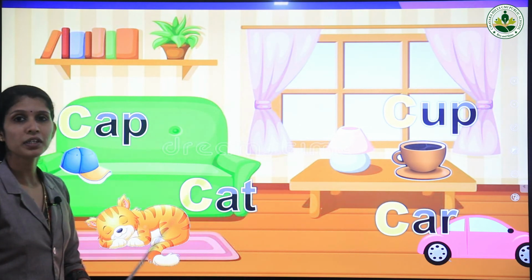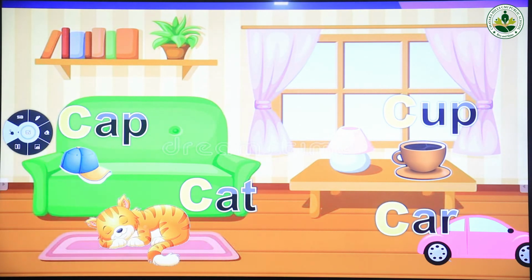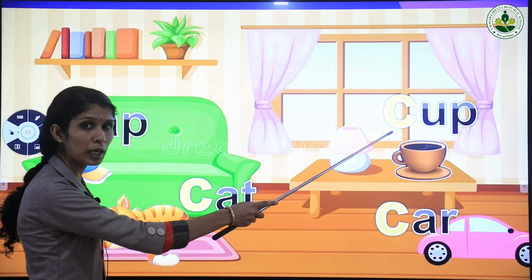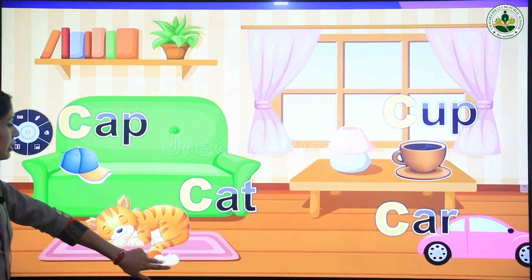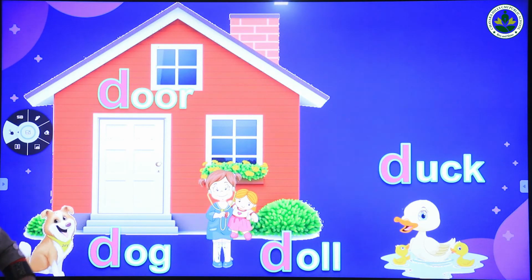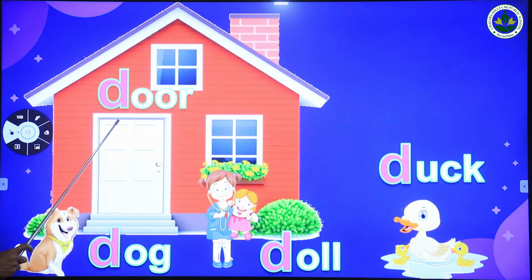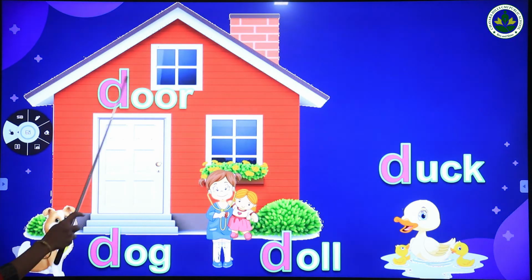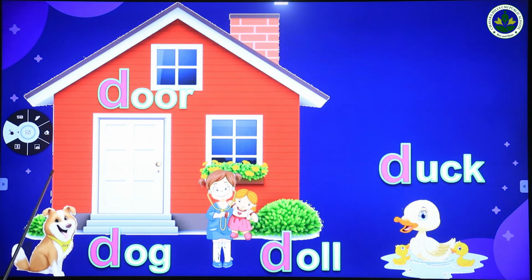So, these are the words starting with letter C. Repeat after me. Cap, cat, car, cup. Okay. And our next words are starting with a letter D. Which letter is this? A D. Look at here, we can see a home here, isn't it?